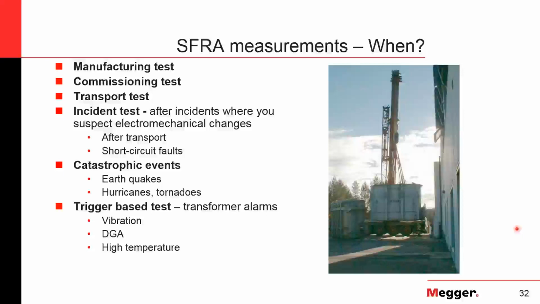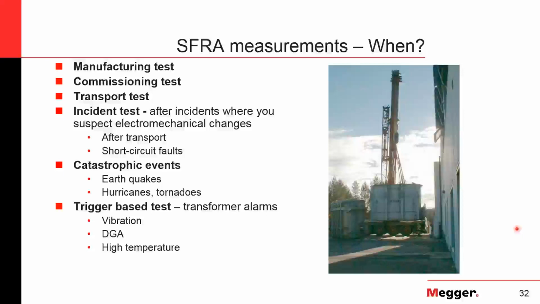The other times that you'll see it: if there's a short circuit fault, some kind of earthquake or hurricane, or maybe you had the transformer trip off, or you had some kind of DGA analysis, high temperature, different things like that, you may want to go in with further investigation, and SFRA is a nice tool.